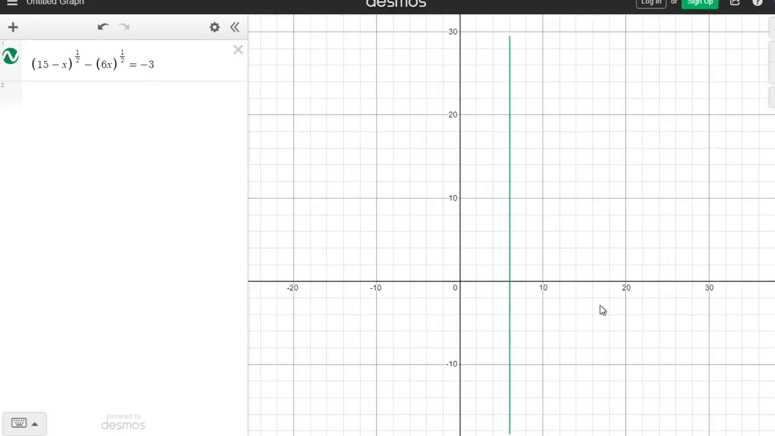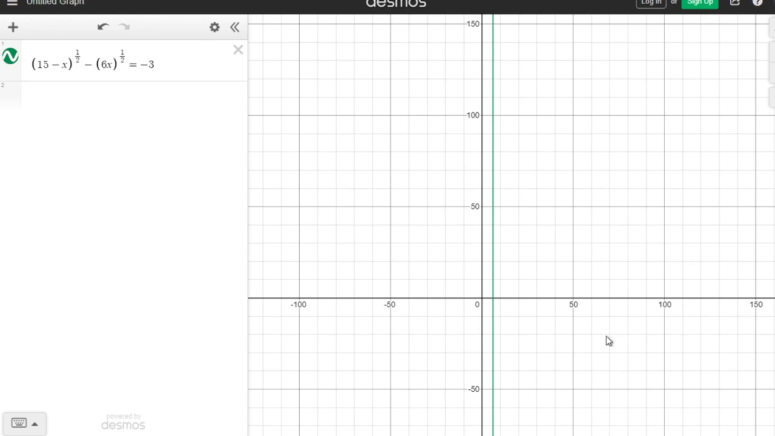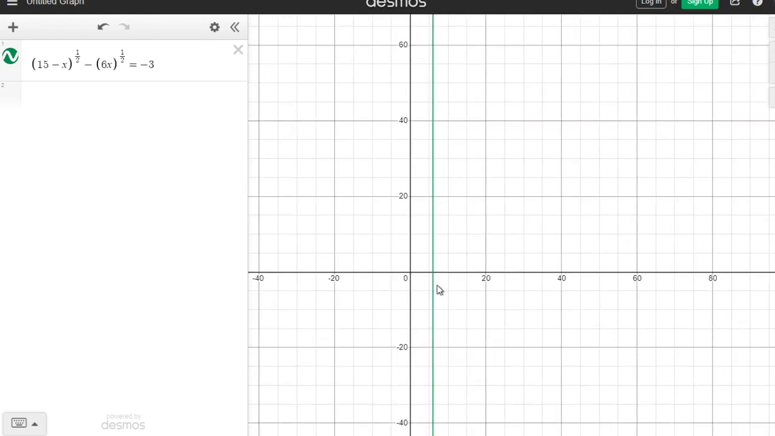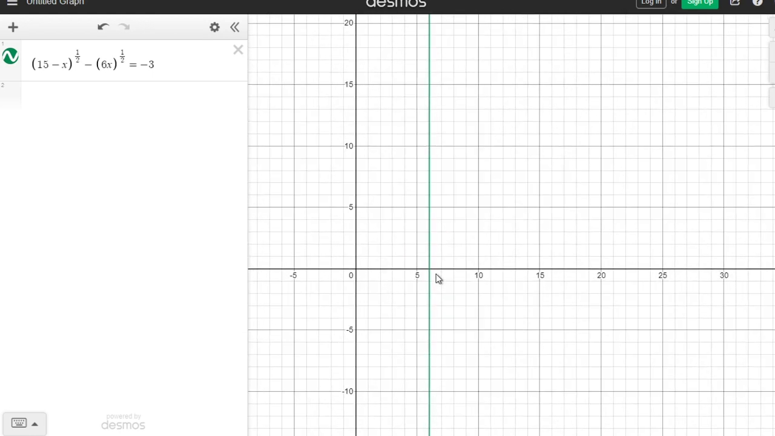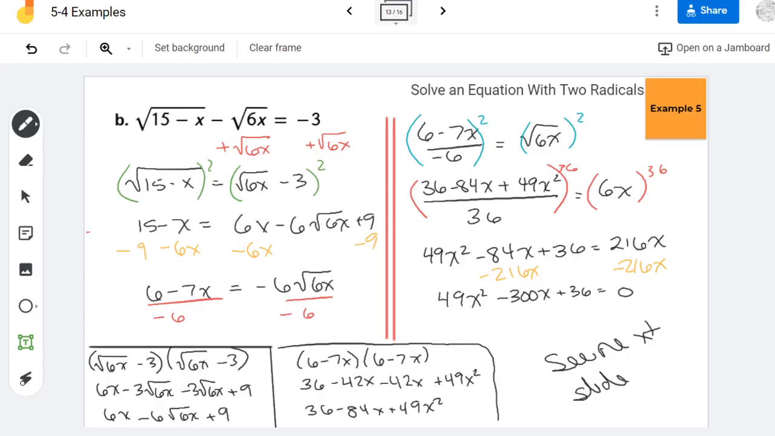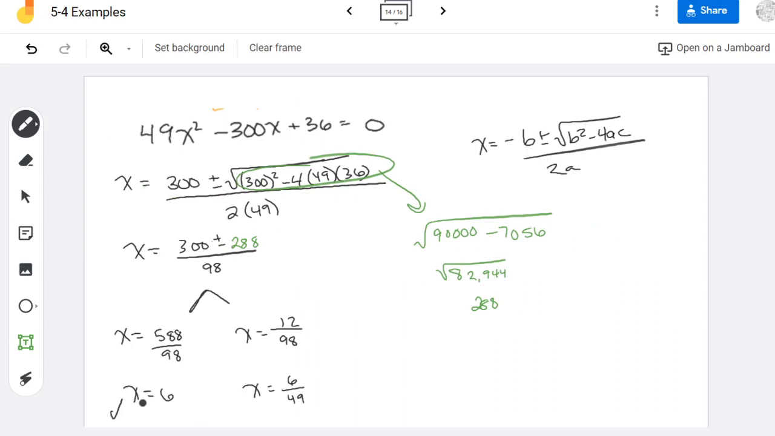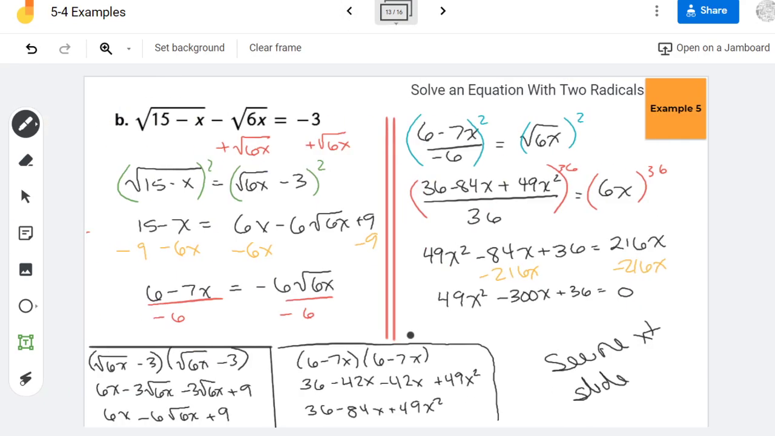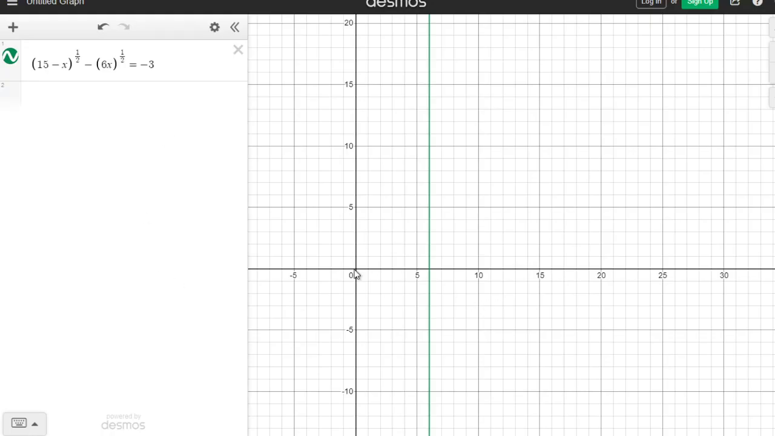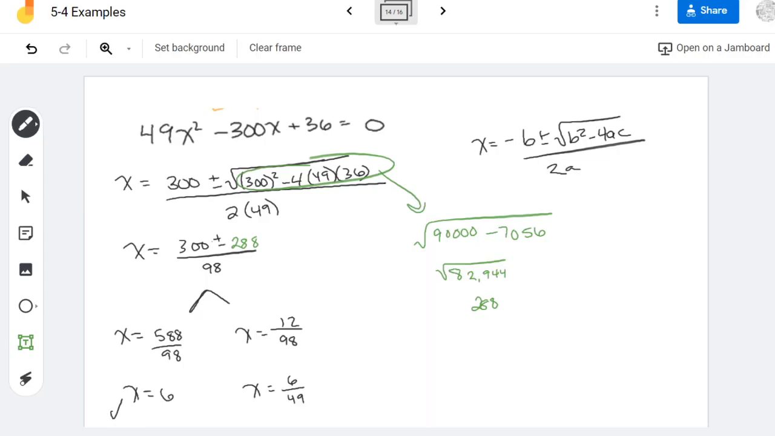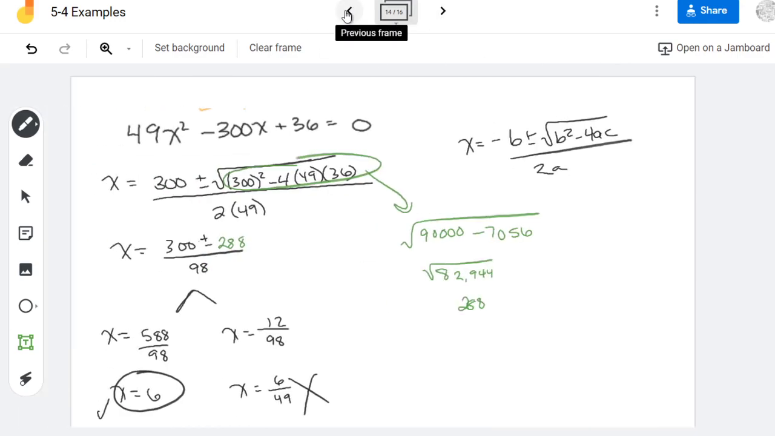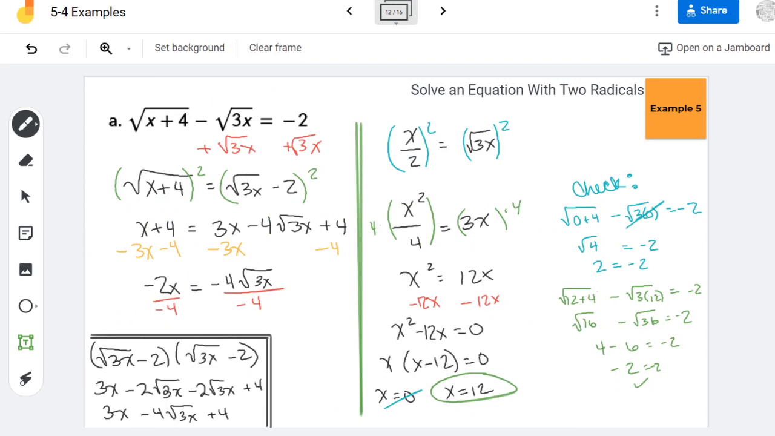Alright, so there is our graph. So notice the answer at 6 is there. So 6 is certainly the answer for part of it. But 6/49, which is less than 1, is not on that Desmos graph. So this one's going to be an extraneous solution. So x equals 6 is my only answer. So there we have it. That is solving an equation with two radicals. Until next time.